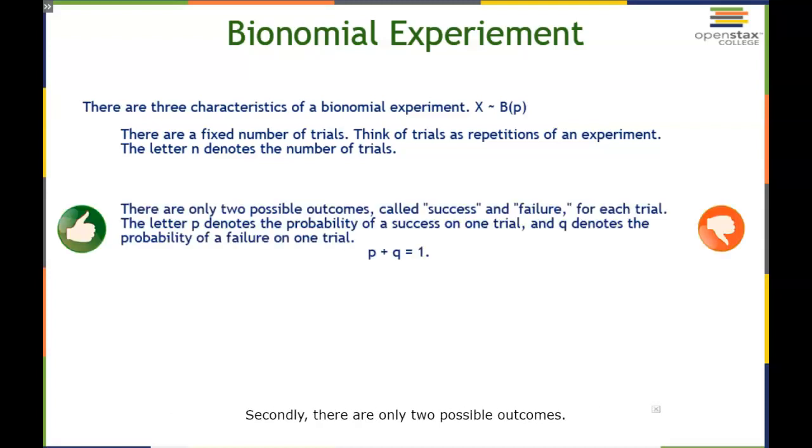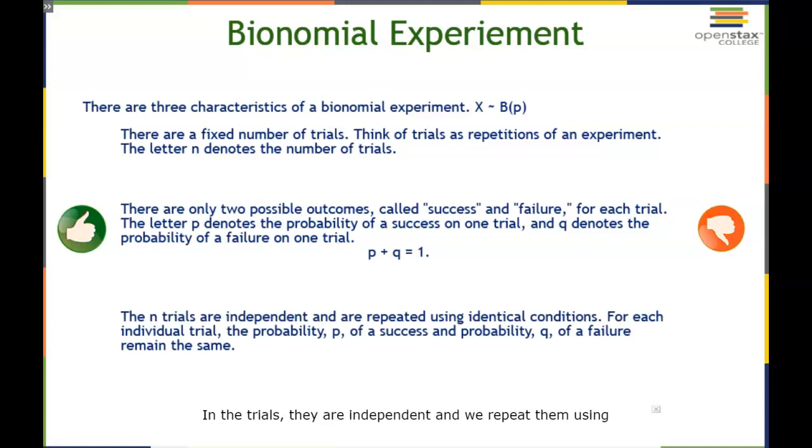Secondly, there are only 2 possible outcomes. It could be a success or a failure. There is no in between with binomial. It's either a success or failure, and that's it. We're going to let P be the probability of a success and Q be the probability of a failure. And since you only have 2 outcomes, P plus Q, the probability of success plus the probability of failure, must equal 1.